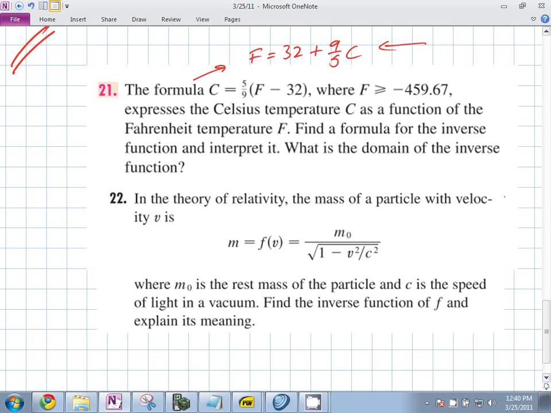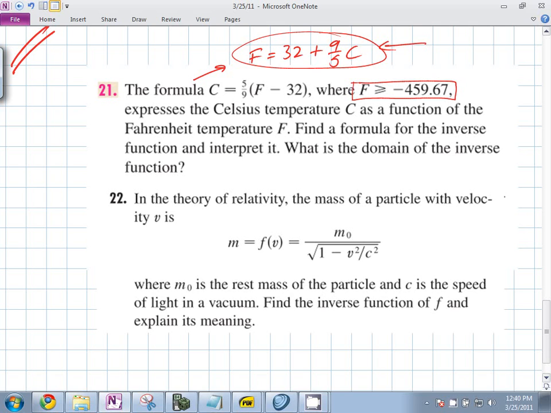Find a formula for the inverse. What is the domain of the inverse? How do you find the domain of the inverse? The range of the original. What is the range of the original? Okay. So what is the domain of the inverse function? Well, the domain here, what's the smallest value C could be? Basically, for the range of the inverse, you want to know what the smallest value F can be. What does this represent? What is that?